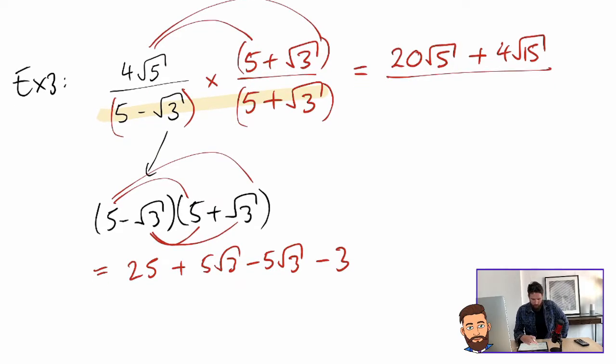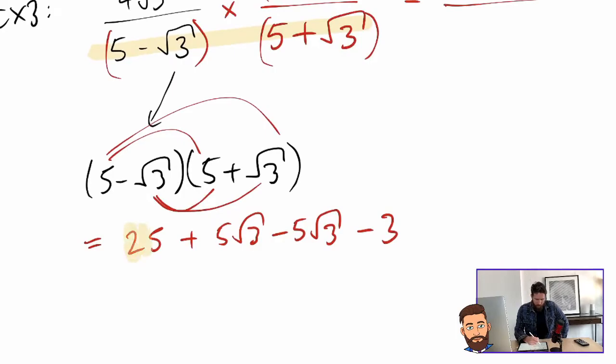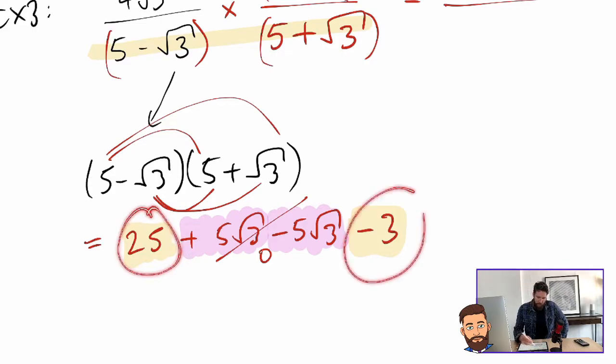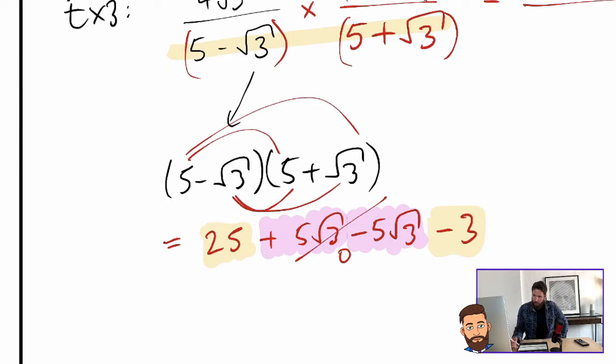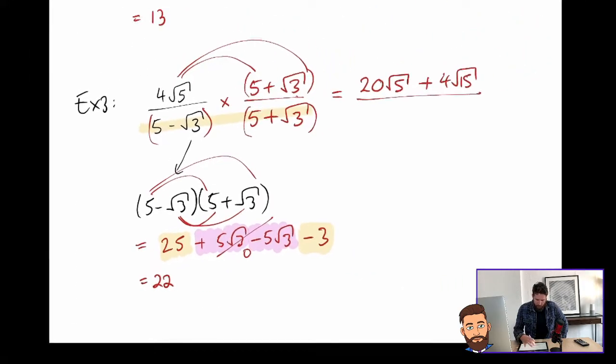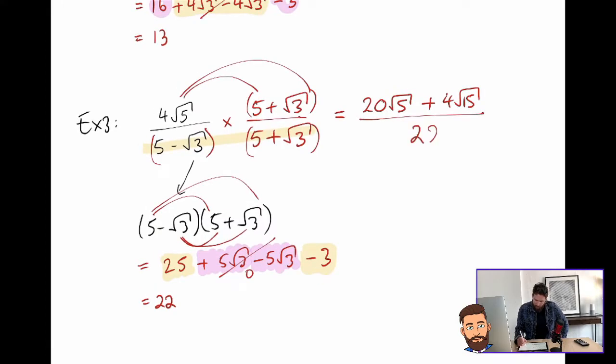Again, we need to simplify. The 25 and the minus 3 can go together. And the 5 root 3 and the minus 5 root 3, luckily for us, cancel to 0 because that's what we want. So we've just simply got 25 minus 3, which is 22. So our denominator will be 22. And that would be our final answer.